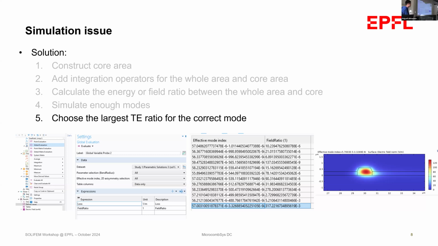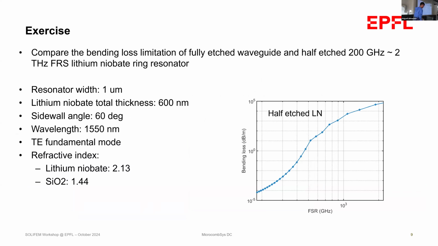Basically, these five steps show you how to find the correct mode among the fake modes. As an exercise, I created a model and also some MATLAB script in the Google Drive. Maybe you can try to simulate this bending loss for different FSR parameters. And here are the parameters I used in my model.